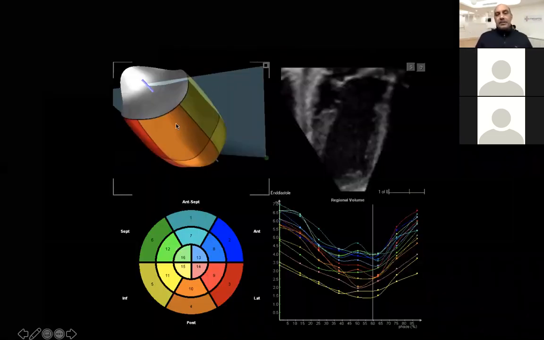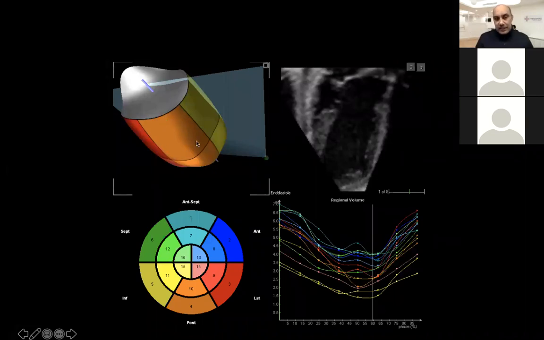Besides, the 3 dimension can also give us the segmental contractilities, and every segment can be plotted, the diastolic and the systolic volumes, and the segmental ejection fractions can also be calculated.